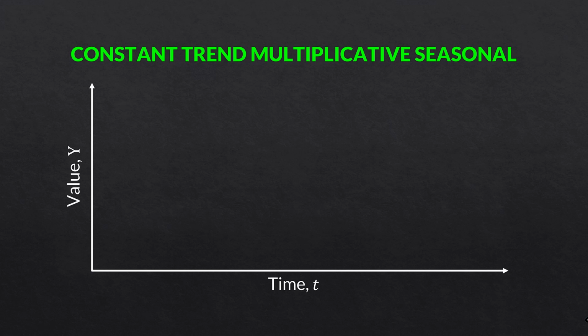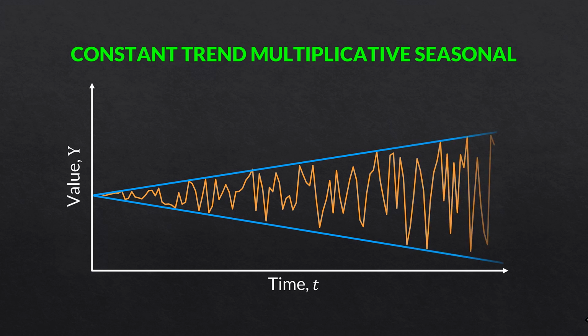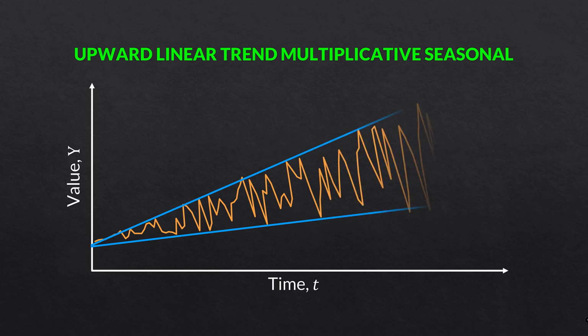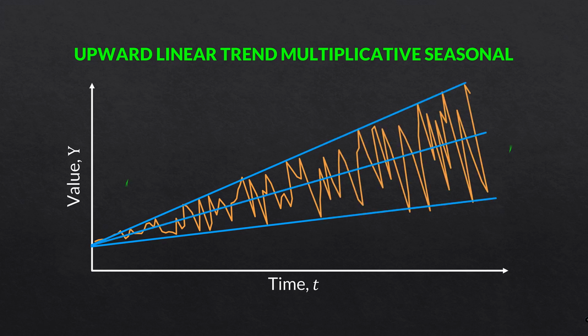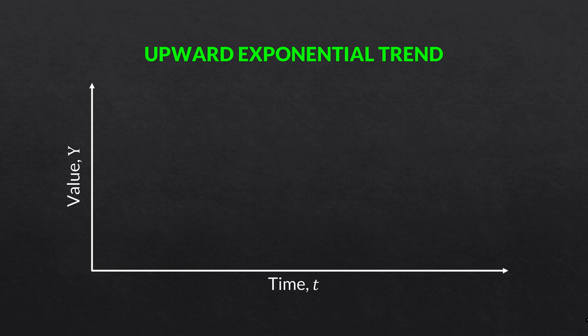Constant trend multiplicative seasonal. This is where things get a bit different than what we're used to. So here we can see that the time series becomes more variable over time. So the ups and downs follow a V shape over time. So in this general case, it's seasonal, but the distance between the up season and down season gets wider over time. And that's what we mean by multiplicative seasonal. Then we have upward linear trend, multiplicative seasonal. Same thing as the last graph, it's just tilted because it is a linear trend, and you can see all the seasonality points here.